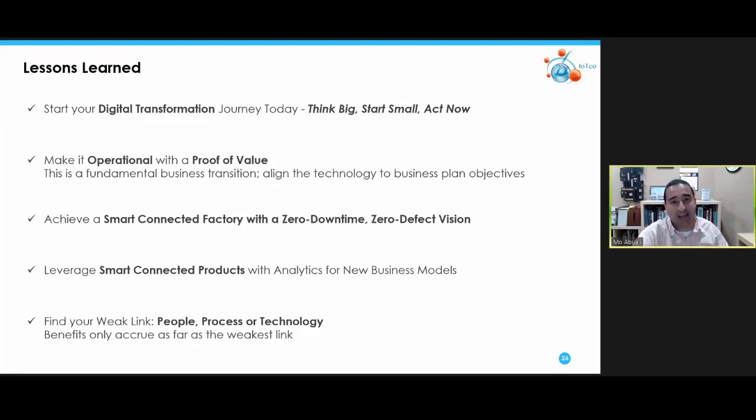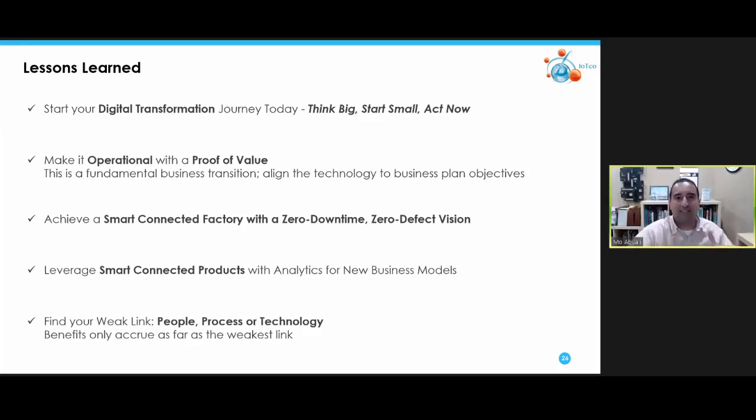It's important to act now. It's important to make it operational. And when you make it operational, make sure the technology backs your business strategy. Business plus technology equals a proof of value that is truly adding value to your business. That immediately becomes part of your zero downtime, zero defect vision. And make sure you start at the right place.